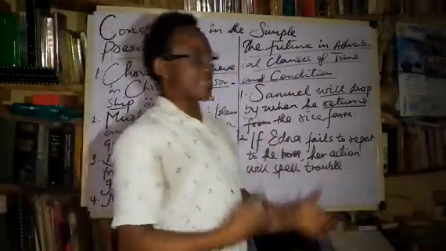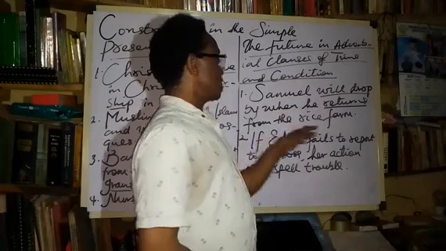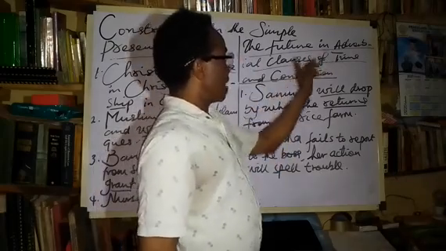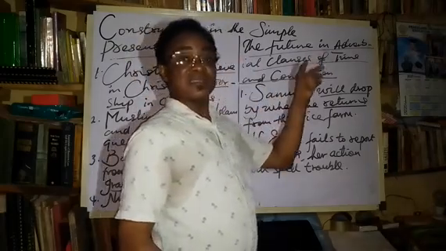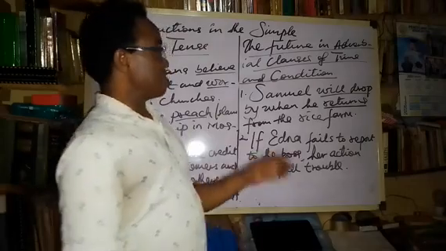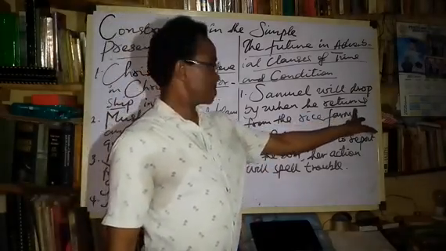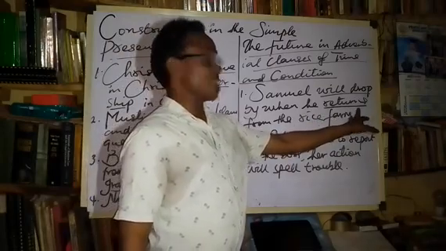It is this subordinate clause, when he returns from the farm, that is known as an adverbial clause because it suggests the time of an action. This adverbial clause contains a verb in the simple present tense, and the verb is returns. When he returns means when Samuel returns.